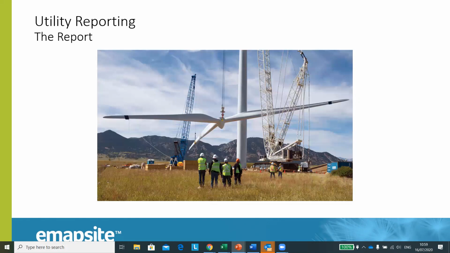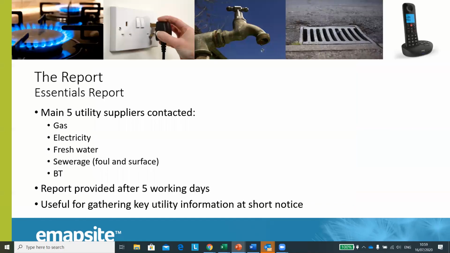In terms of report types, we offer a variety of formats, and the first of these is the Essentials report. The Essentials report includes a search of the 5 key utility suppliers. So you'll get your gas transporter, your electricity district network, your water supply, your sewerage, both foul and surface, and BT. So you get the main supplier for each utility, as I showed you on the previous slide. It doesn't include any IDNOs, etc. This report is provided after 5 working days and is useful where key information is required at short notice, or where only the main utility information on a site is required, such as in conveyancing matters.